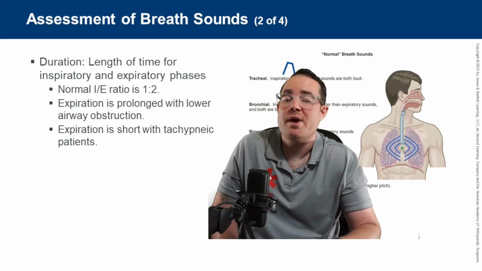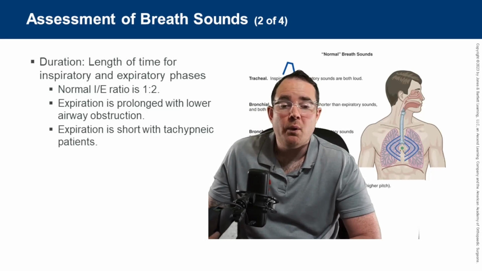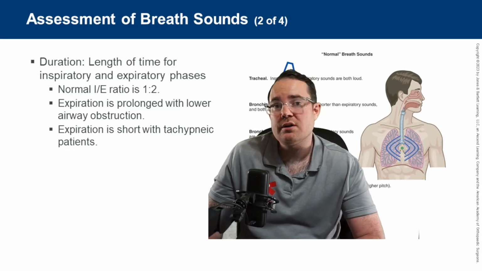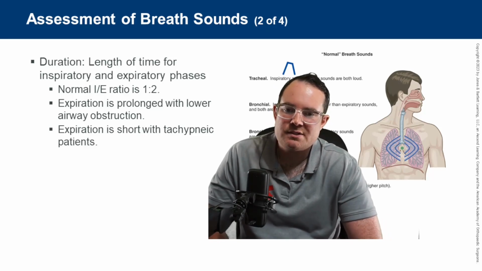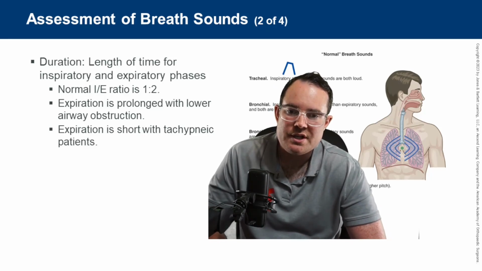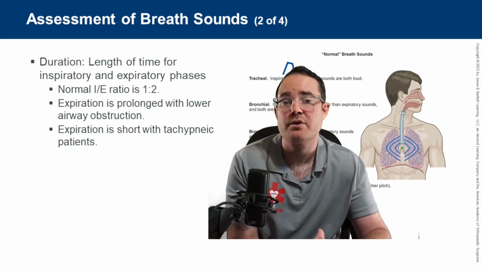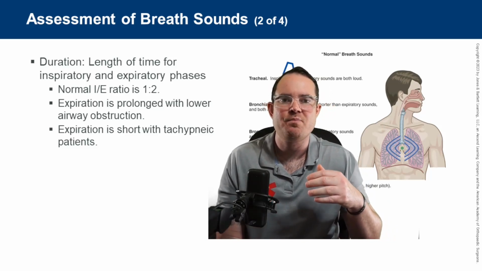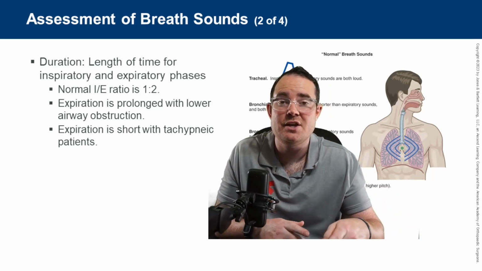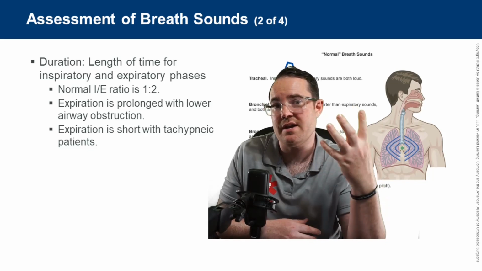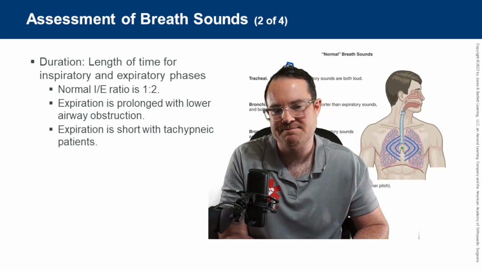Now, I know I mentioned IE ratios before, but what's the difference between if I have a short IE ratio, like a 1 to 1, versus a prolonged IE ratio, like a 1 to 4? Well, right here, it basically explains it. Expiration is prolonged with lower airway obstruction. So if you've ever heard a wheeze, it's a prolonged expiratory wheeze. They would have an inhalation that takes 1 second, but to get the air out can take 4 seconds. That's the prolonged expiratory phase seen in wheezing.